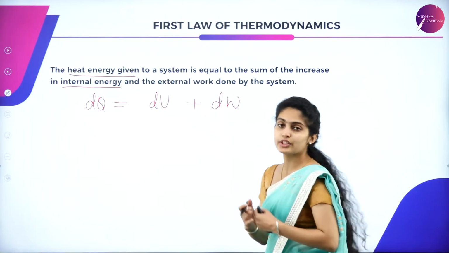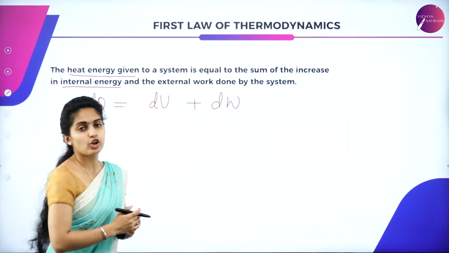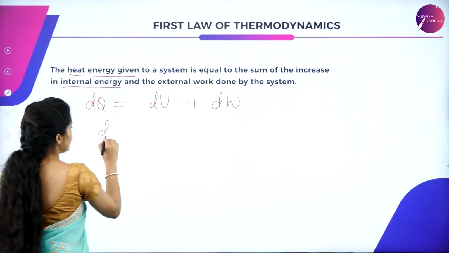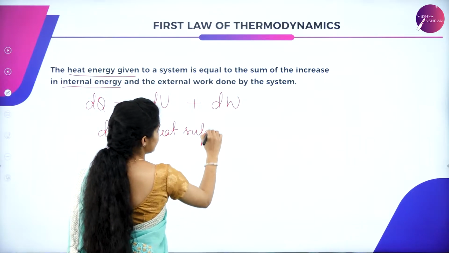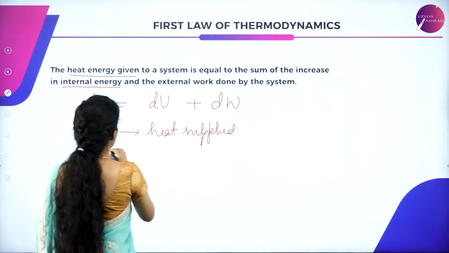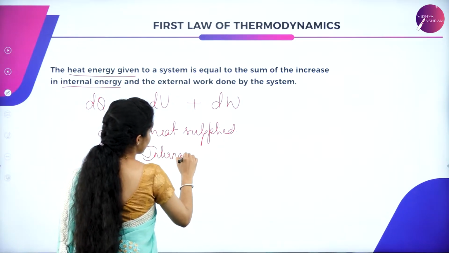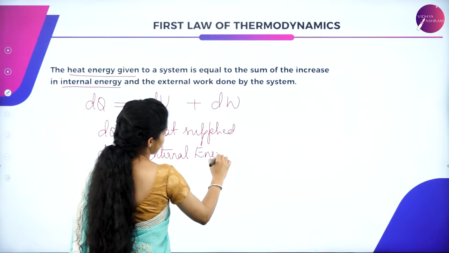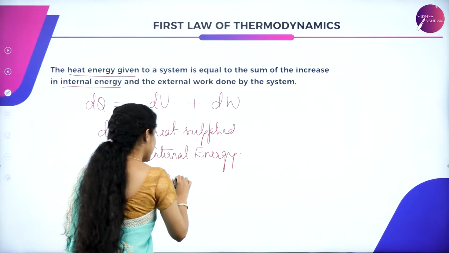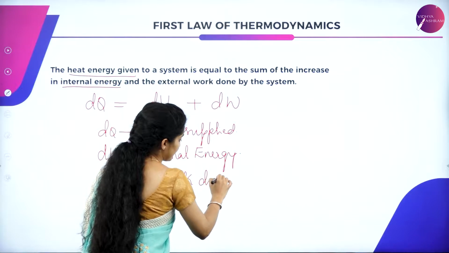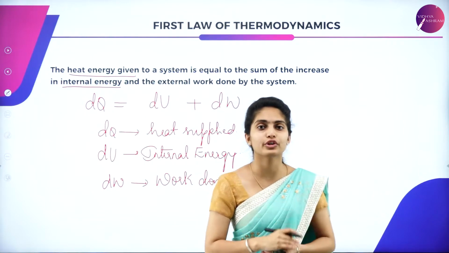So dQ is equal to dU plus dW is the equation for the first law of thermodynamics, where dQ is the heat supplied, dU is the internal energy, and dW is the work done by the system. So these are the components of the first law of thermodynamics.